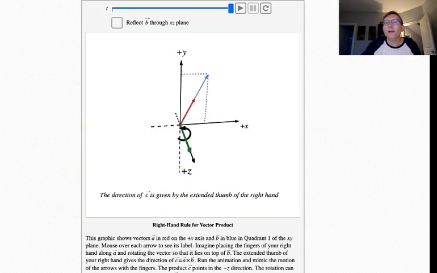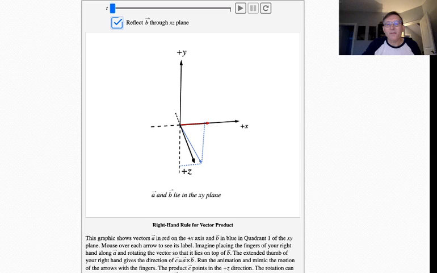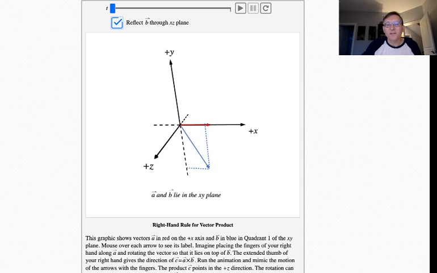Okay, back to Wiley+. And now I'm going to reset the animation. Remember where there's the A and there's the B. And now we're going to reflect the B vector through the XZ plane. It puts it down there. Let me drag it a little bit so you can see it better.